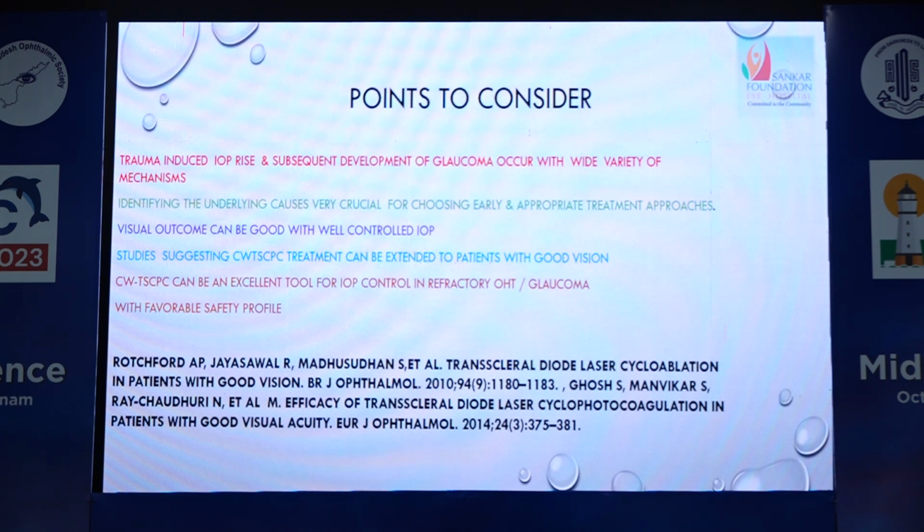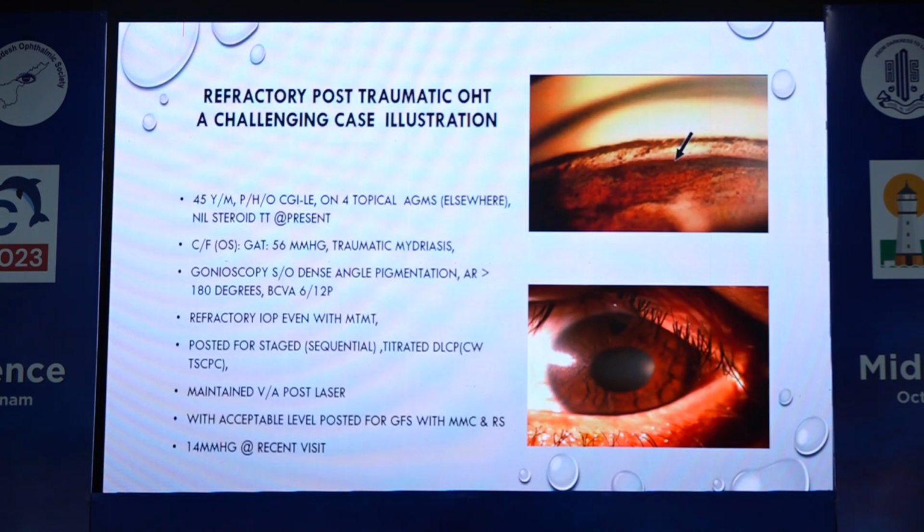So as a prerequisite to prefiltering surgery, we posted him for continuous wave transscleral cyclophotocoagulation, staged, that is sequential and titrated. Instead of doing the inferior 180 degrees, we did one-third, that is 4 clock hours. Then after 1 week, we rechecked again, and the IOP was not acceptable to proceed to filtering surgery. So we went ahead with the next stage, again one-third, 3 new quadrants and one clock hour overlapping the previous DLCP site.